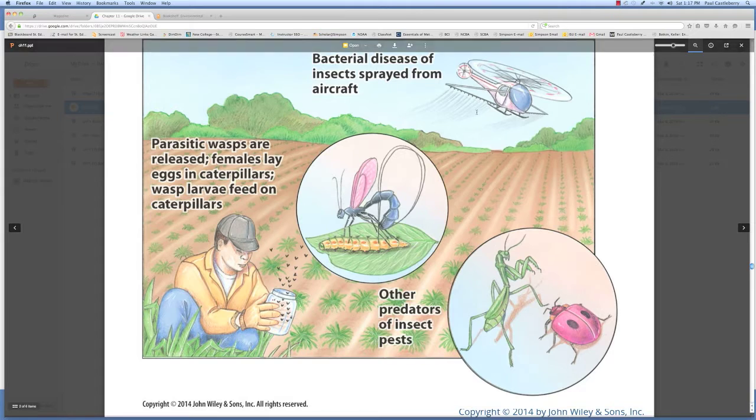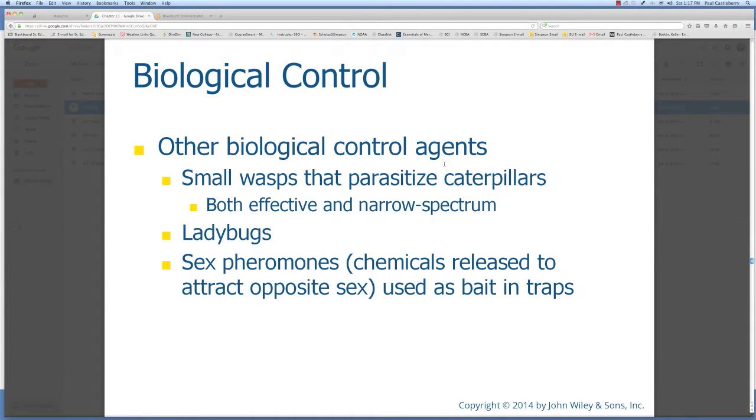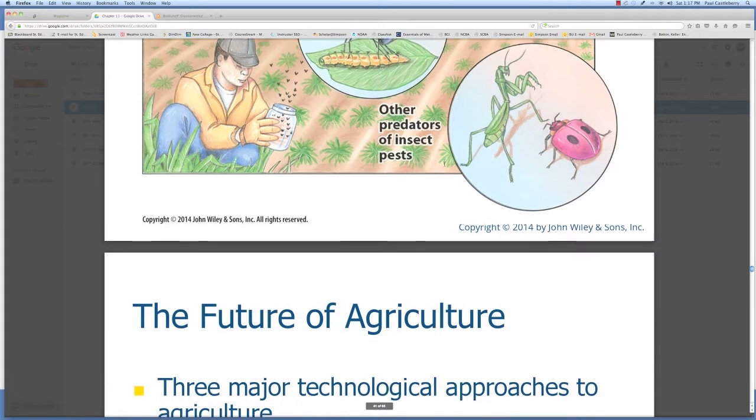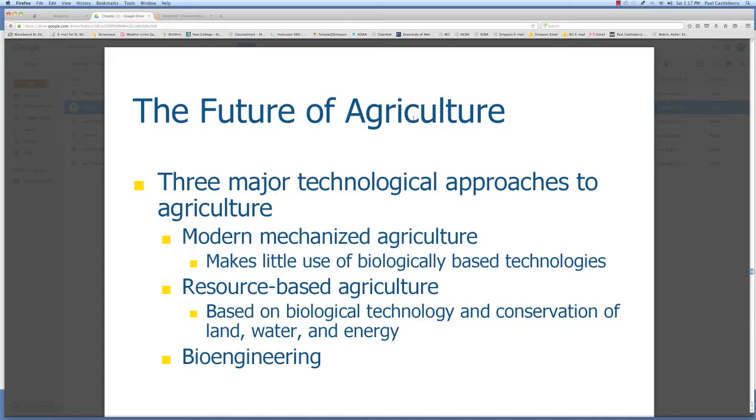Now, this is really interesting. It's a really interesting approach. They even use pheromones as bait in traps. So this is really interesting and thought-provoking types of strategies to control pests.